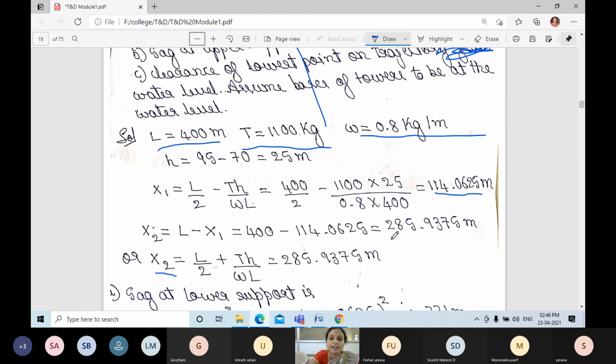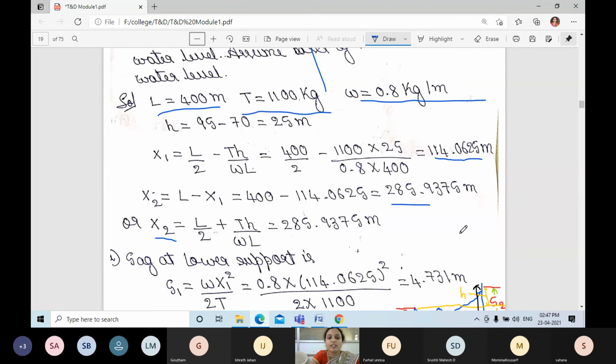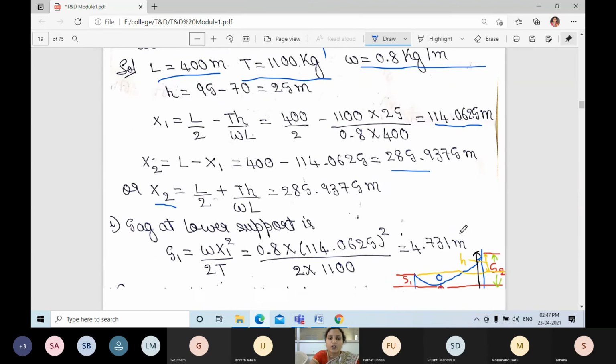You will get the same value of x2. Okay, x2 is equal to 285.9375 meter. Okay, this is the value of x1 and x2. Now we can find out easily s1 and s2.